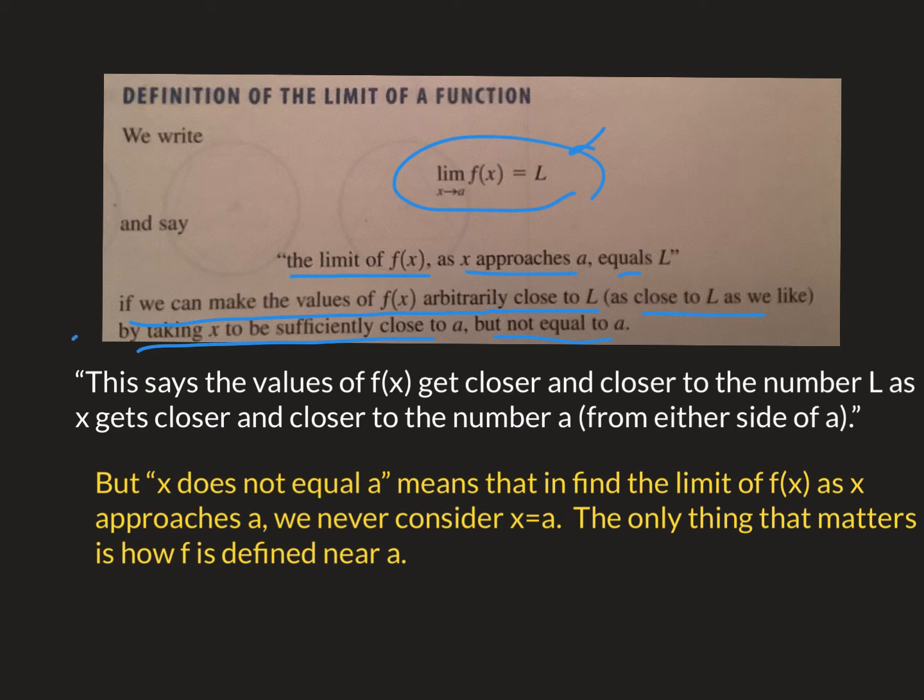In our language, maybe a little easier to understand. Look at the print in white here. This says that the value of f of x gets closer and closer to some number L as x gets closer and closer to the number a from either side of a. Remember, we cannot equal a. And that's what the yellow says. But x does not equal a means that in finding the limit of f of x as x approaches a, we can never consider x equals a. And there are reasons for that. The only thing that matters is how f is defined as we get closer and closer to a.